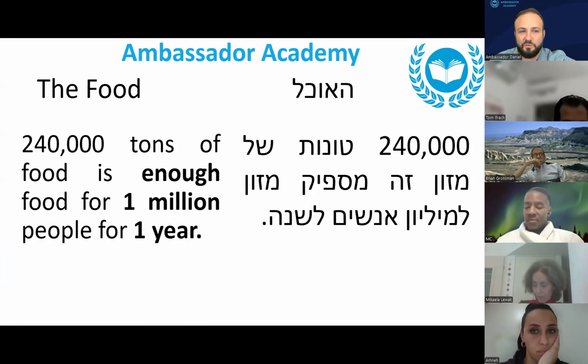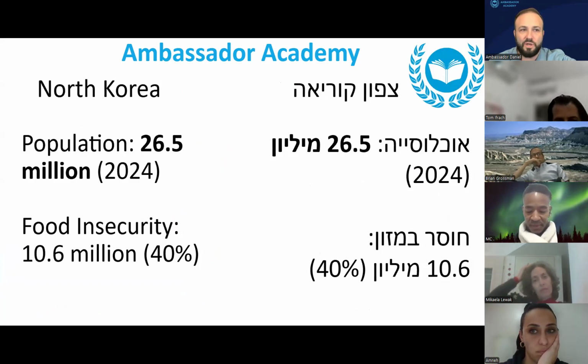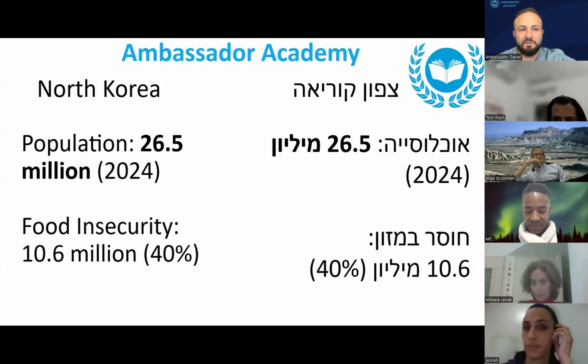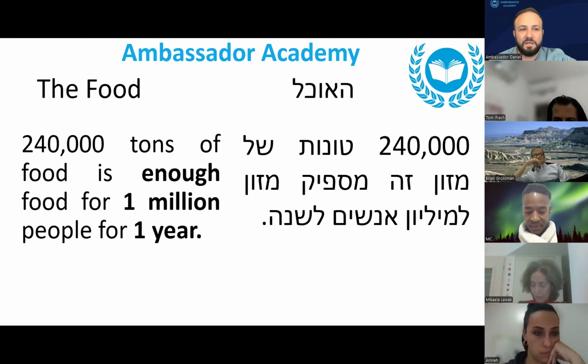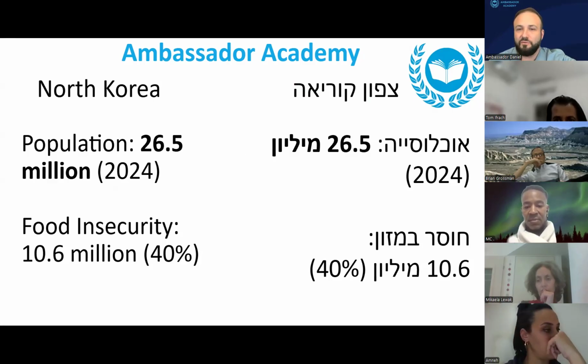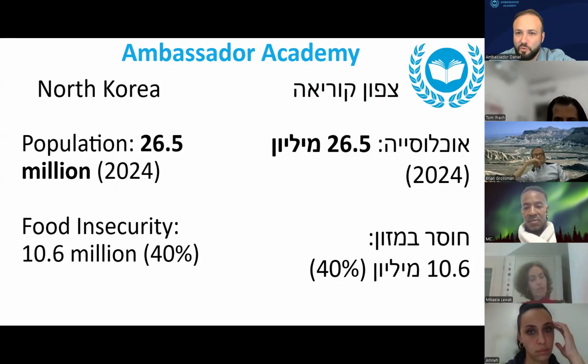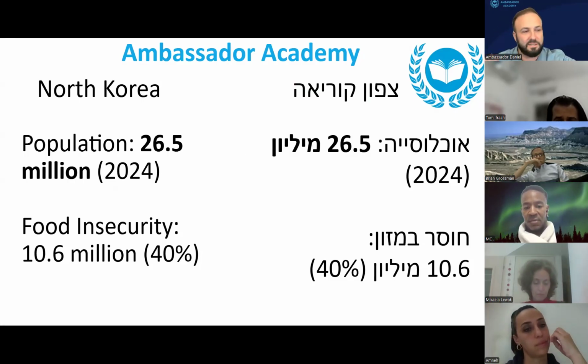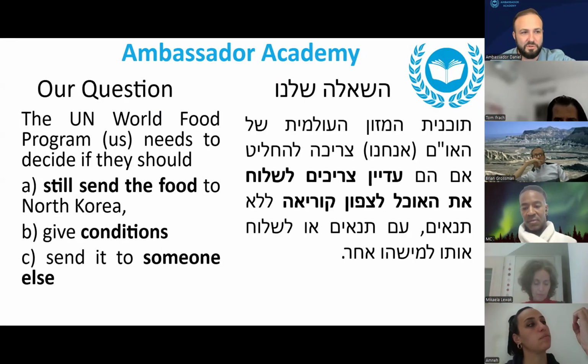Okay, the food, 240,000 tons, is enough to feed 1 million for 1 year. North Korea has 26.5 million people. 10.6 million have food insecurity, which means that 1 million people means 10% of the people who have food insecurity will have food security. Or you can have 20% for half a year, or 40% for a quarter of a year. There are all these different possibilities. So it's important that these numbers are here.